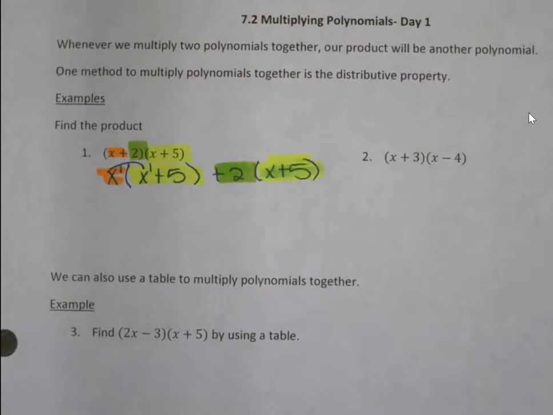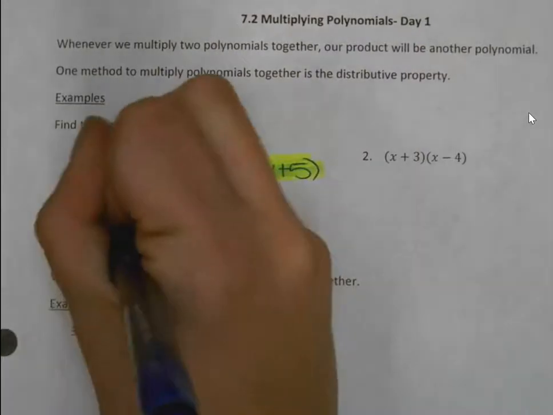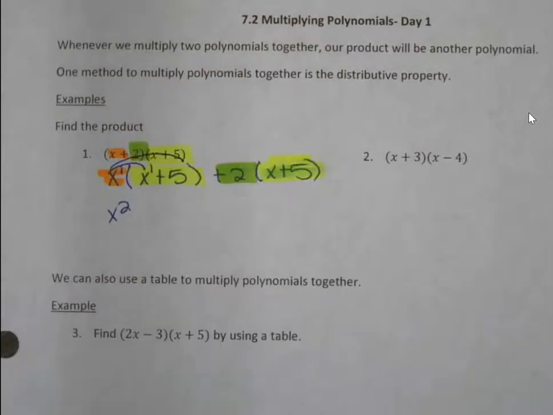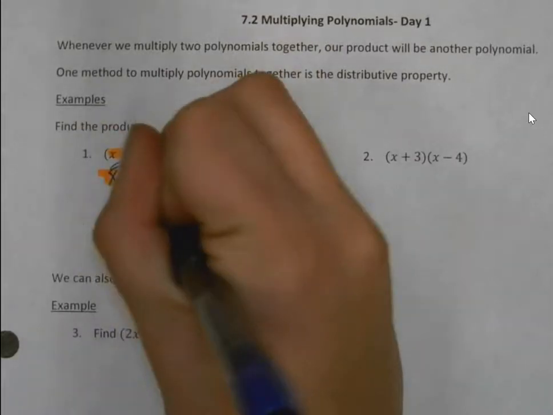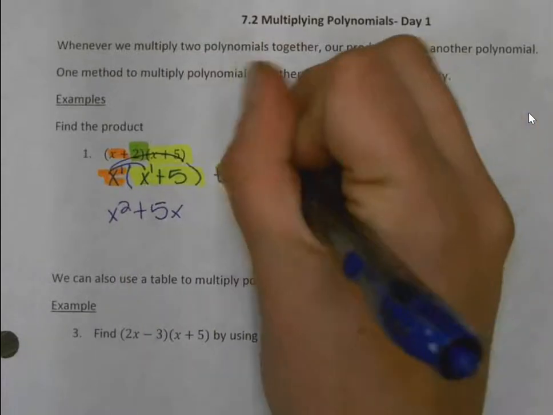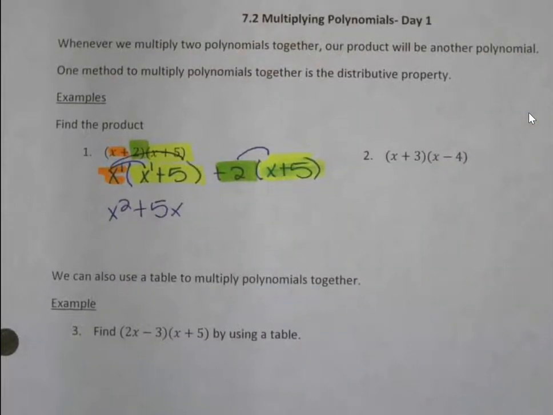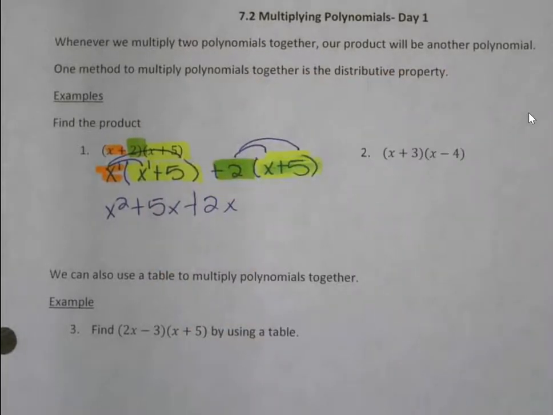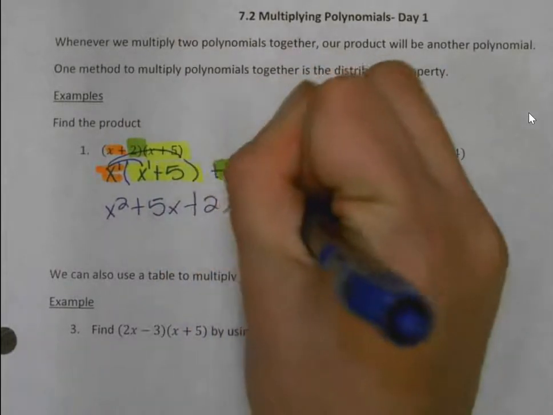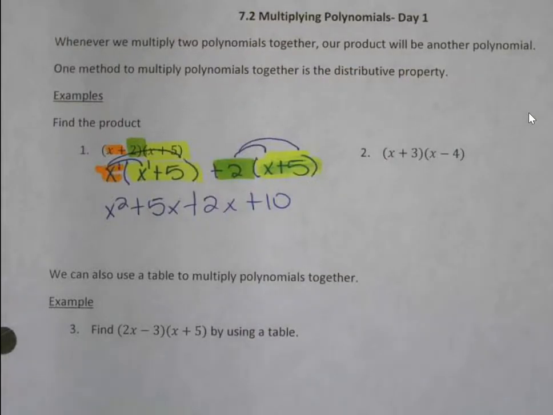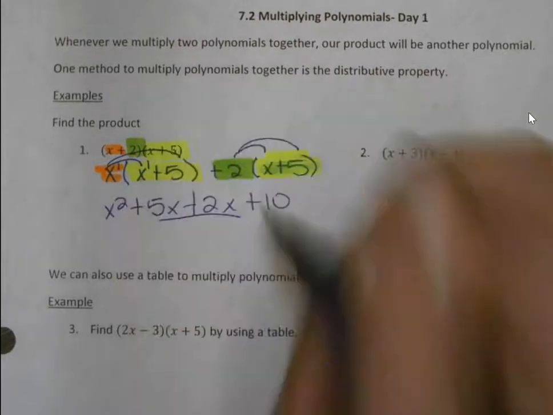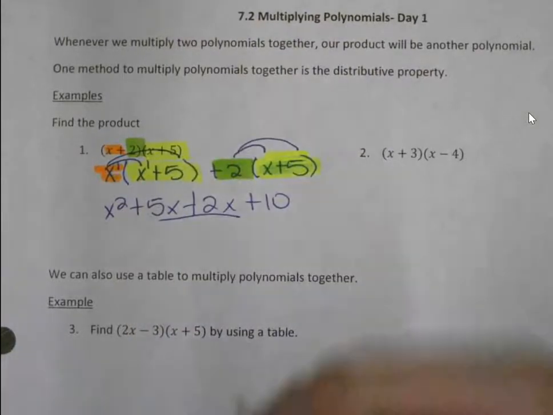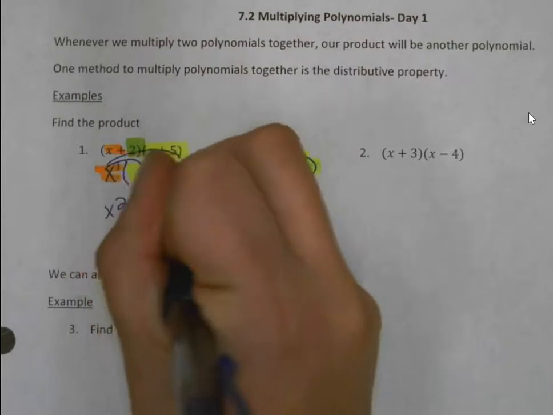What's x times x? X squared. Then I have x times 5. 5x. You always write the number out front. Then I have 2 times x. 2x. And then 2 times 5. 10. Should I leave my answer like this? No, what should I do? Yeah. Add the like terms. So 5 plus 2 is 7.